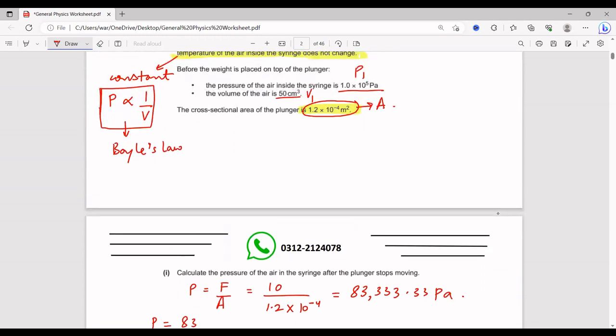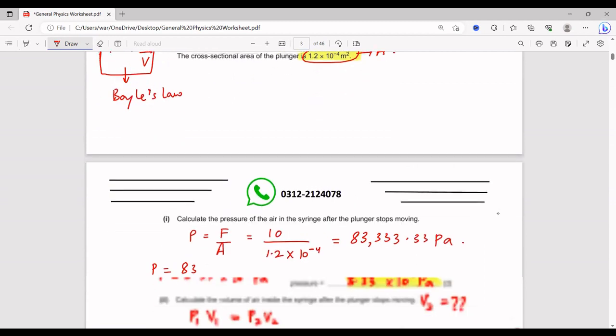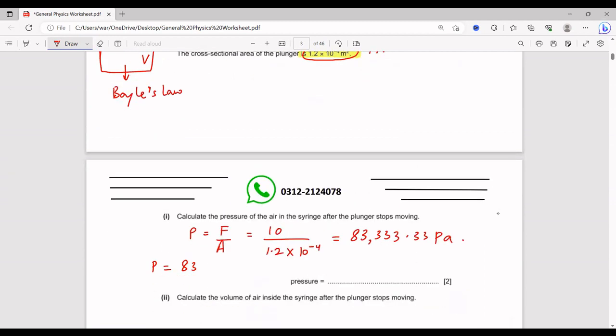Now, the pressure in the syringe after the plunger stops moving can be calculated by adding atmospheric pressure, which is the pressure of air inside the syringe, 1 exponential 5. So you have to add up this pressure, 0.83 plus 1.0 exponential 5. So the answer will be 1.83 exponential 5 Pascal. So this is the pressure of air in the syringe after the plunger stops moving.